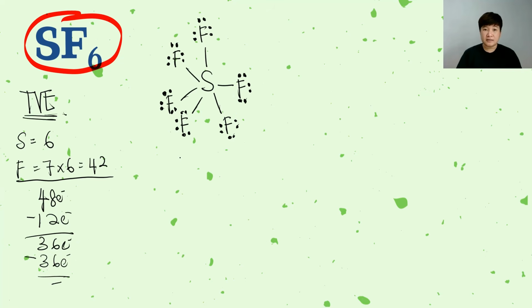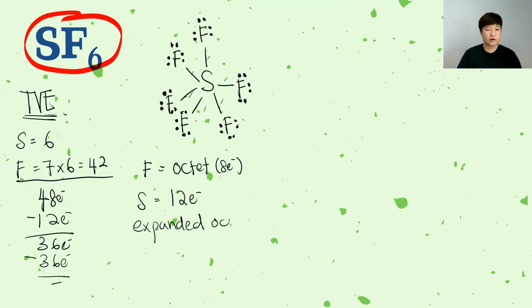And we will check whether the Lewis structure is correct or not by looking at the octet of each and every one. Your fluorine over here are octet because your fluorine are all holding 8 electrons around them. So your sulfur has 12 electrons around it. If you look at it, your sulfur has 2, 4, 6, 8, 10, 12. 12 electrons around it means that your sulfur now is in expanded octet. And the question is, can your sulfur be expanded octet? Yes, because your sulfur is located in period 3, so sulfur can be expanded octet.